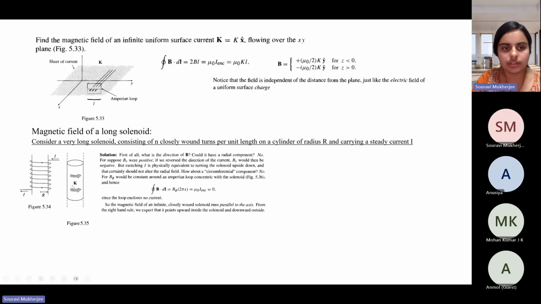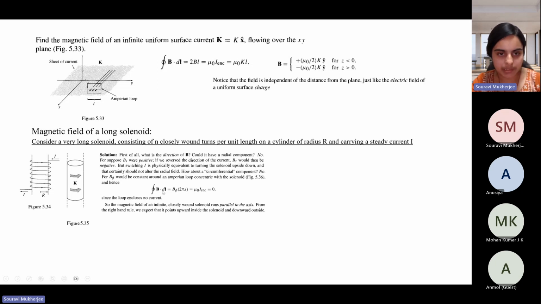So now, if this is the structure, how should the field be? Should it have a radial component? Suppose you have this current here, and it had a radial component, then just by turning the coil upside down, the field direction should change. But from a symmetry point of view, it should not alter the radial field. So this tells you that for a structure like this, there should not be a radial component of the field. Okay. Now, should it have a circumferential component, like B phi, which changes along the azimuthal angle?